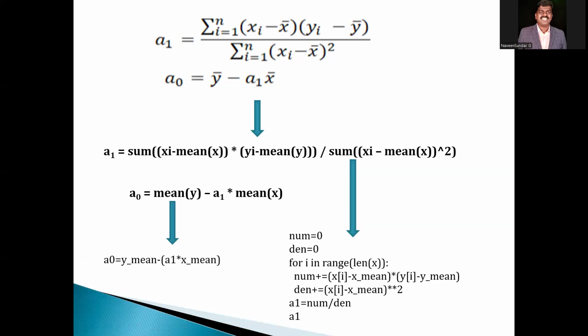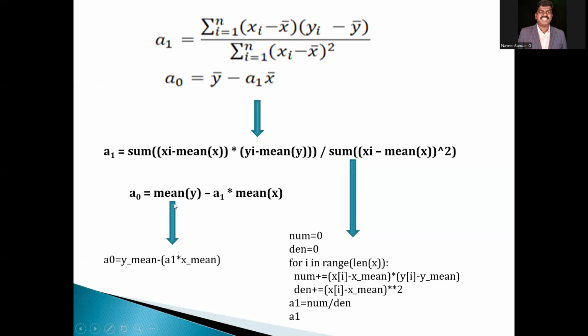And then a naught, how we are calculating, is the mean of y, that is y bar, minus a1 into the mean of x, that is x bar. That is how I'm calculating a naught. Without calculating a1, I cannot substitute in a0. That's why first we have to calculate a1 followed by a naught. There we are getting the value of a1.